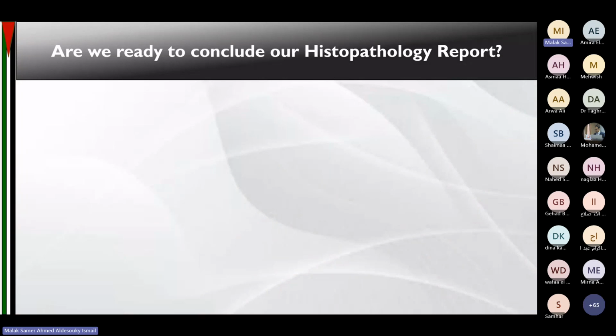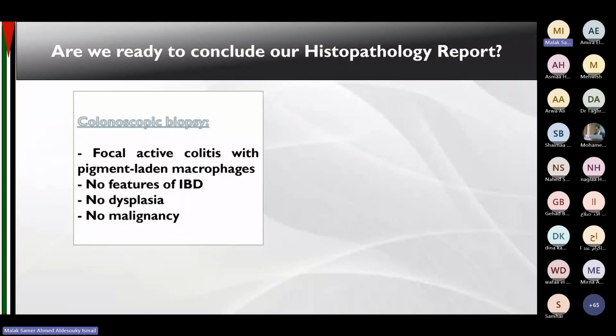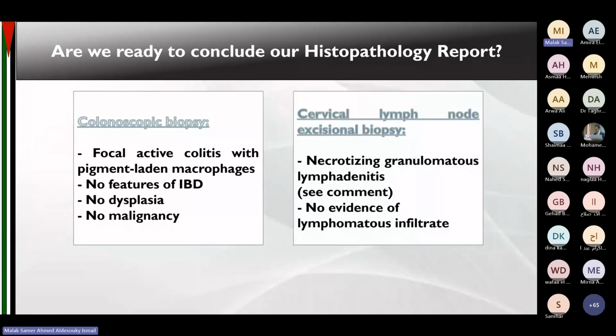So now, are we ready to conclude our pathology reports? If we're going to write a report, the colonoscopic biopsy will be reported as focal active colitis with pigment-laden macrophage, no features of IBD, no dysplasia, and no malignancy. And the cervical lymph node excisional biopsy will be reported as a necrotizing granulomatous lymphadenitis with no evidence of lymphomatous infiltrate, with a comment to the clinician for the possible causes of granuloma.